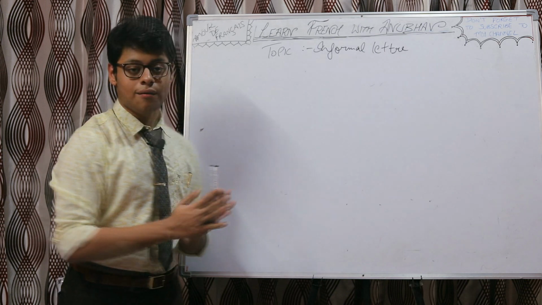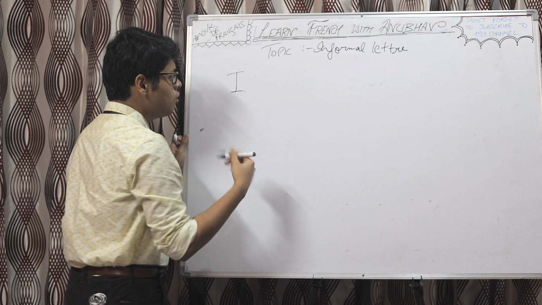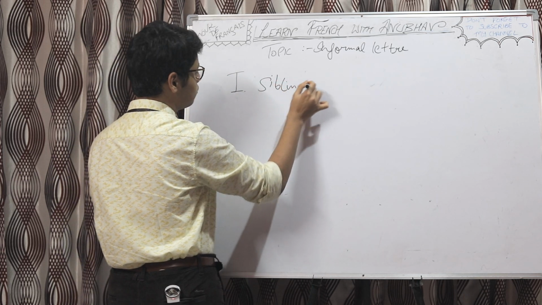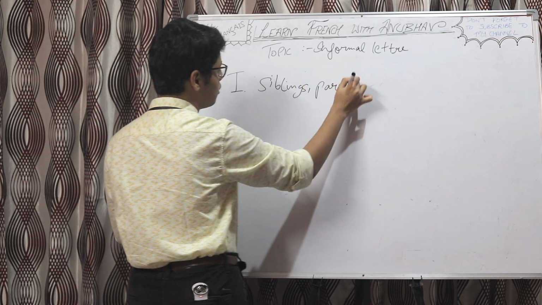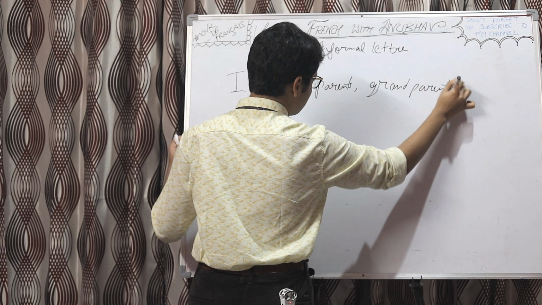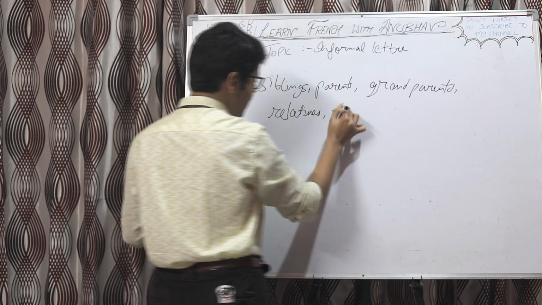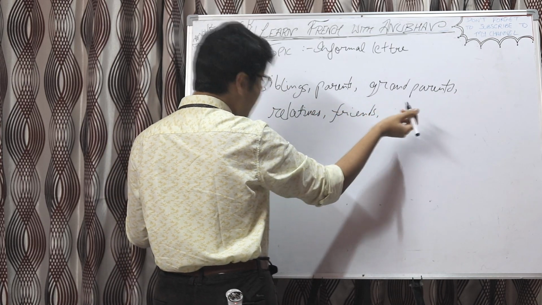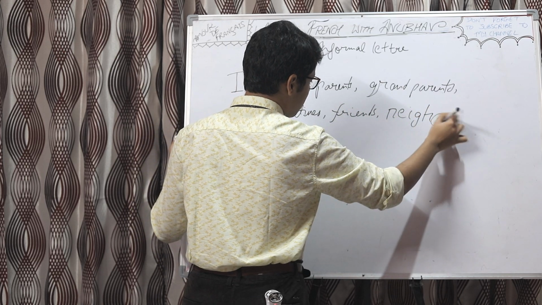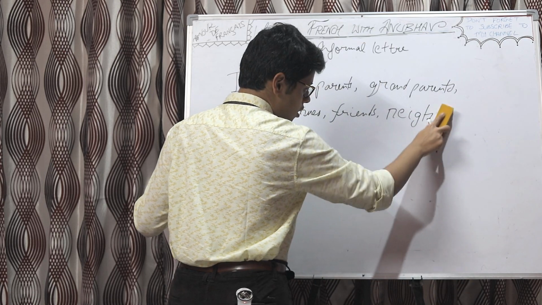So let's get started. The first thing we shall know is whom to write an informal letter to. We can write to our siblings, parents, grandparents, relatives, friends, even neighbors. That will also be included in the informal category.